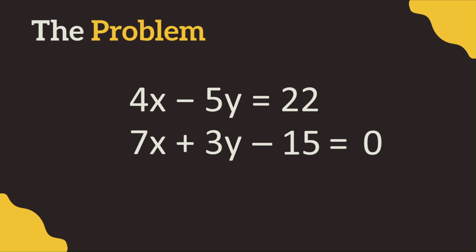We have 4x minus 5y equals 22, and 7x plus 3y minus 15 equals 0. The first thing I notice is that the second equation is not in the usual form. So, before doing anything else, I'll move the 15 to the right-hand side by adding 15 to both sides. This will give us 7x plus 3y equals 15. Now our two equations are 4x minus 5y equals 22, and 7x plus 3y equals 15.